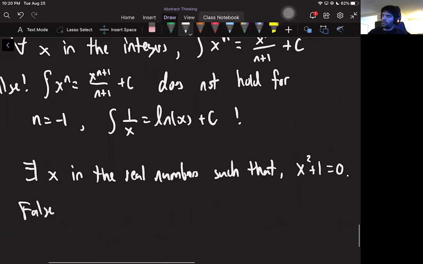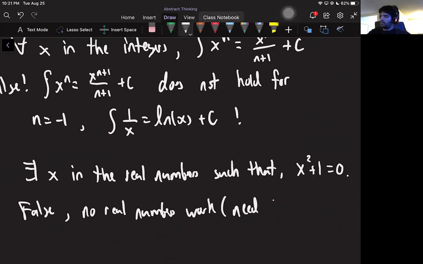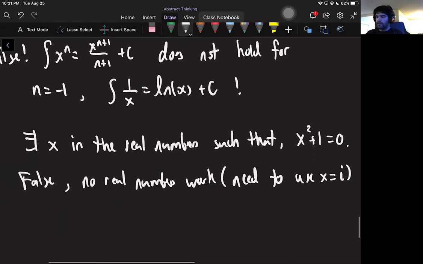You actually need imaginary numbers. So no real numbers work. You actually need to use imaginary numbers. So you'd have to use i to make this work. So if I changed it to there exists an x in the imaginary numbers, then it would be true.